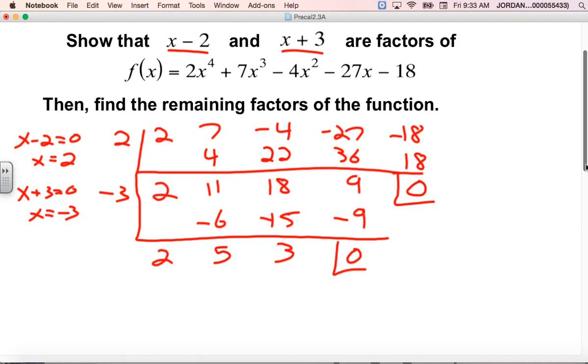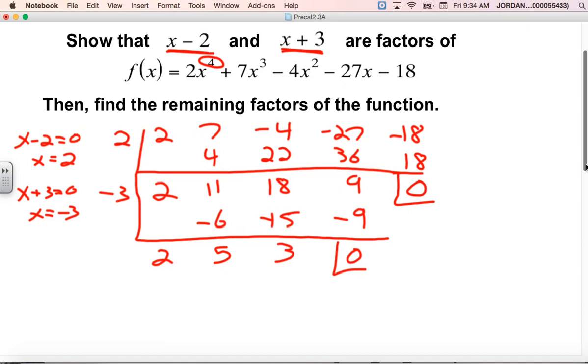Okay, so now it said to find the remaining factors of the function. So what is it that we have left? Well, you have to realize we factored twice, right? We did an x minus 2 and an x plus 3. So remember before I told you this should go down one time for the first term? Well, now it's going to go down twice because we did division twice, right?